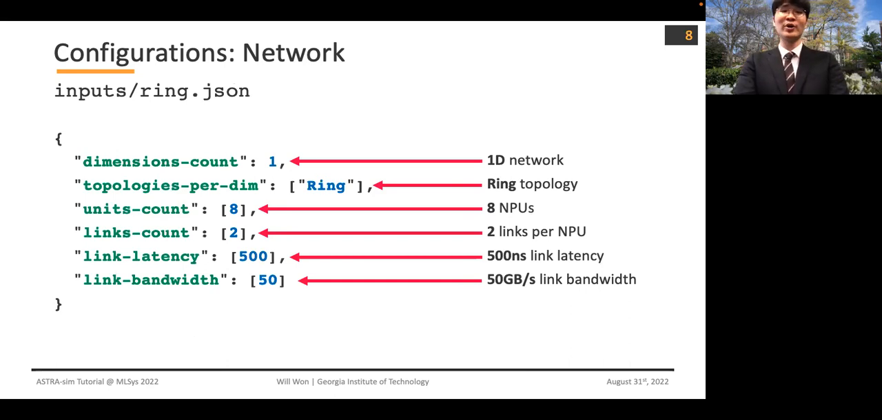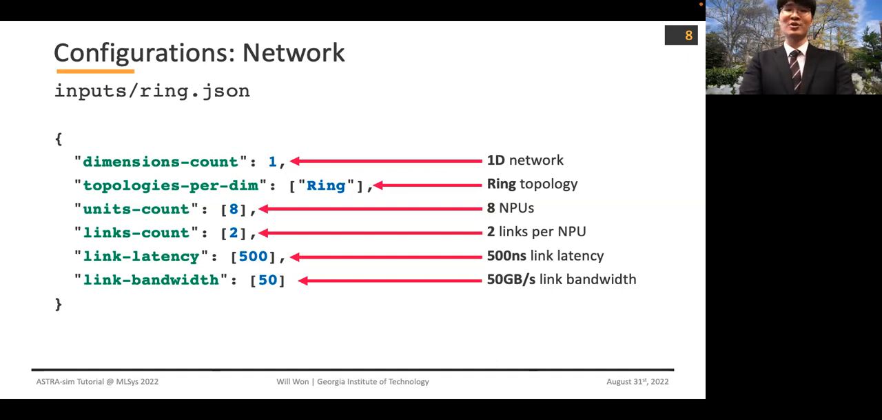So going through those inputs line by line, this is a simple 1D ring topology. And of course, this ring topology is being used, and we have 8 NPUs in total. Per each NPU, the number of links is, as I said, 2. And the link latency and link bandwidth are 500 nanoseconds and 50 gigabytes per second.